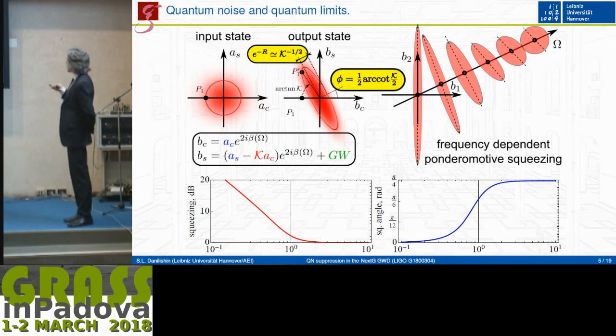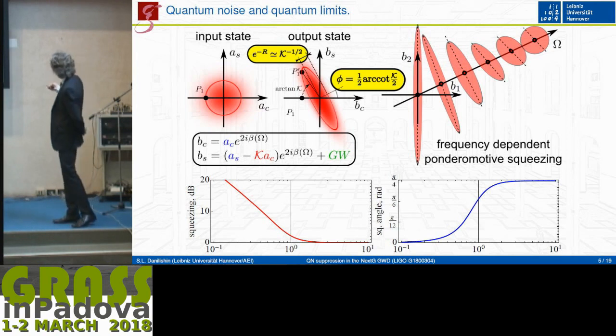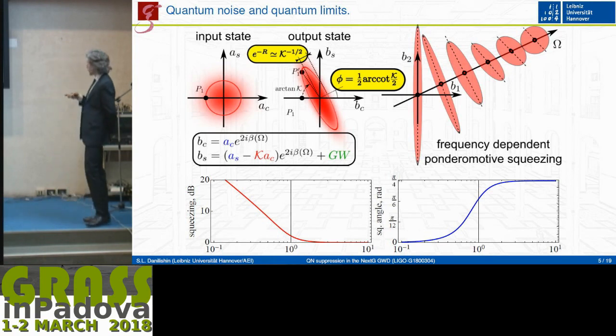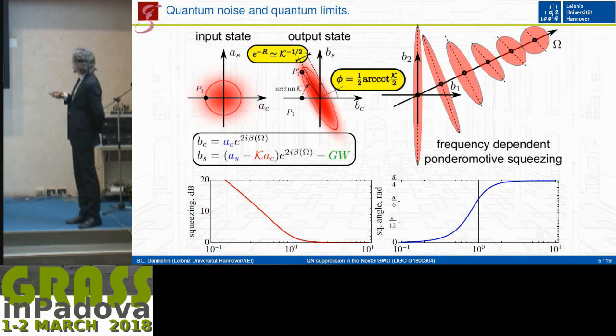So here you see the plots of the angle of rotation of these squeezed ellipses at the output of the detector, and this is the squeezing factor of these ellipses as a function of frequency. Sorry, there should be a frequency here, frequency divided by the bandwidth of the interferometer. So this is the frequency equal to the bandwidth of the interferometer. And you see that at low frequencies, the ponderomotive squeezing is actually becoming infinite. And that is the main problem we have to fight with.